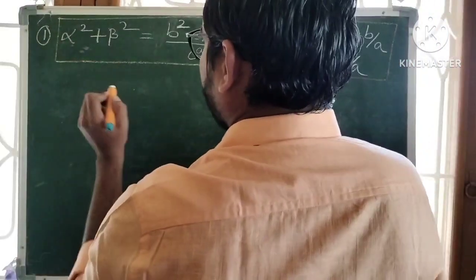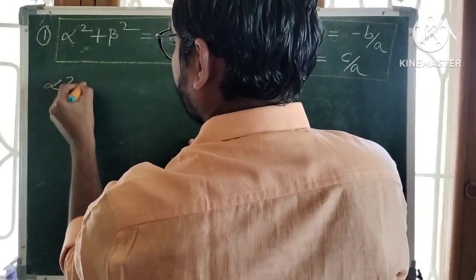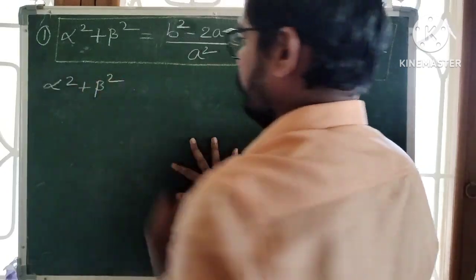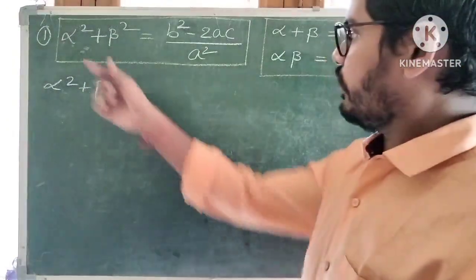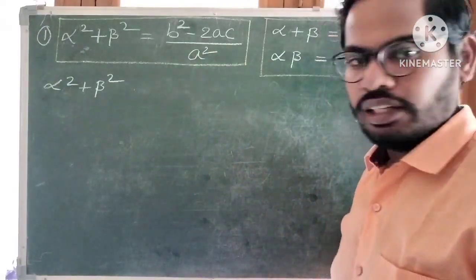So let's derive this formula. Here LHS is alpha square plus beta square. We have to prove alpha square plus beta square is equal to b square minus 2ac by a square.